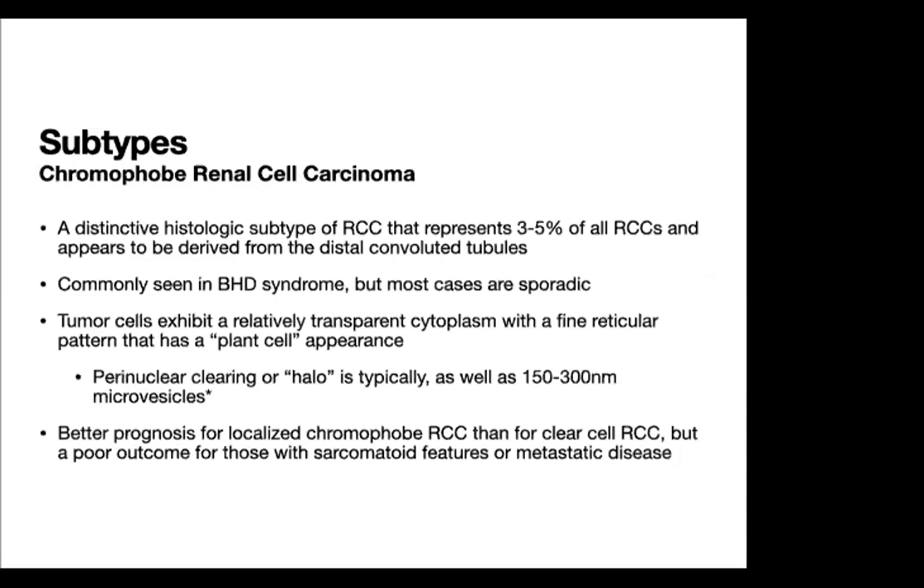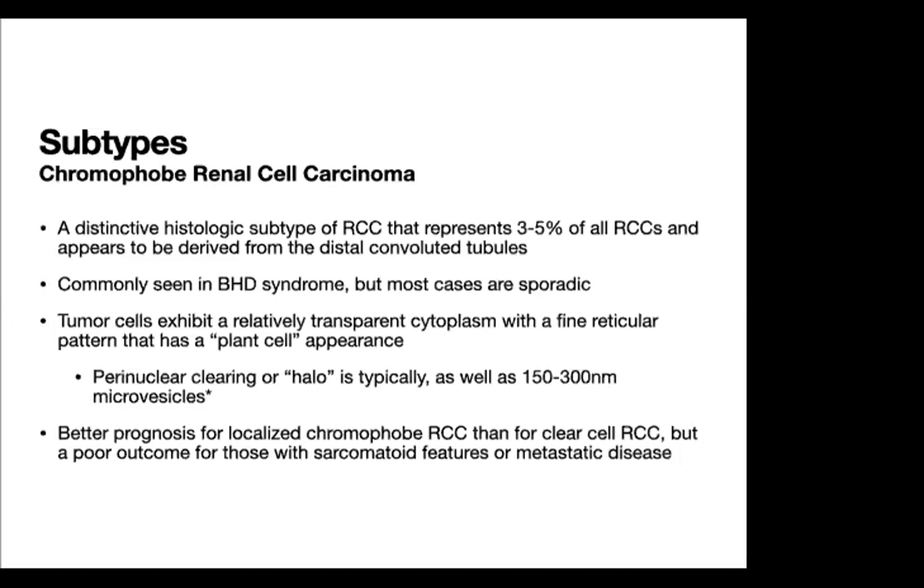Next, chromophobe renal cell carcinoma is a distinctive histologic subtype of RCC that represents 3 to 5% of all RCCs and appears to be derived from the distal convoluted tubules. It is commonly seen in BHD syndrome, but most cases are sporadic. The tumor cells exhibit a relatively transparent cytoplasm with fine reticular pattern, that's a plant cell appearance, and with a perinuclear clearing or halo with microvesicles.